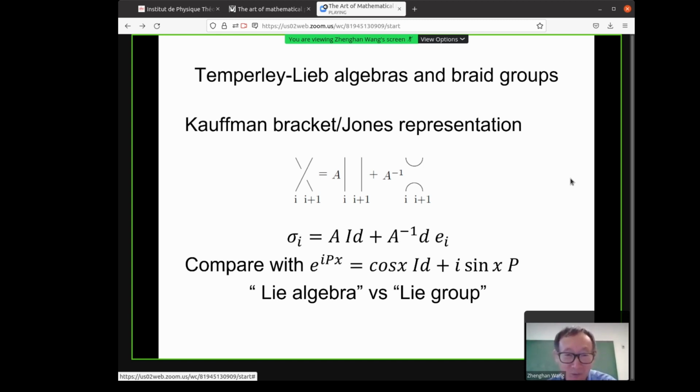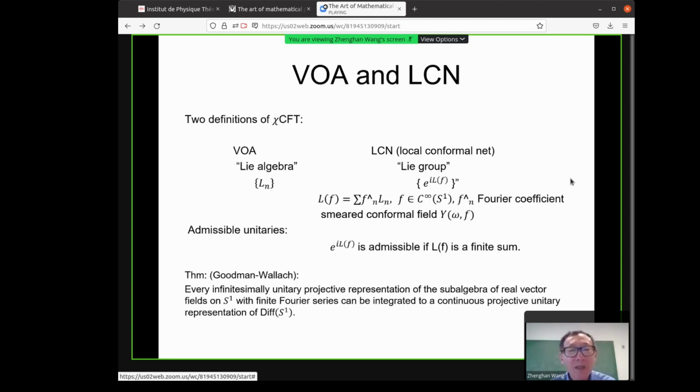Template algebras are actually quotients of the group algebra of the braid group. But I want to think more loosely in terms of the algebra and the Lie group. And now we think about vertex operator algebras, and actually there are at least two mathematical definitions of chiral conformal field theories. One is the vertex operator algebra, and the other is a local conformal net, which comes from algebraic quantum field theories.